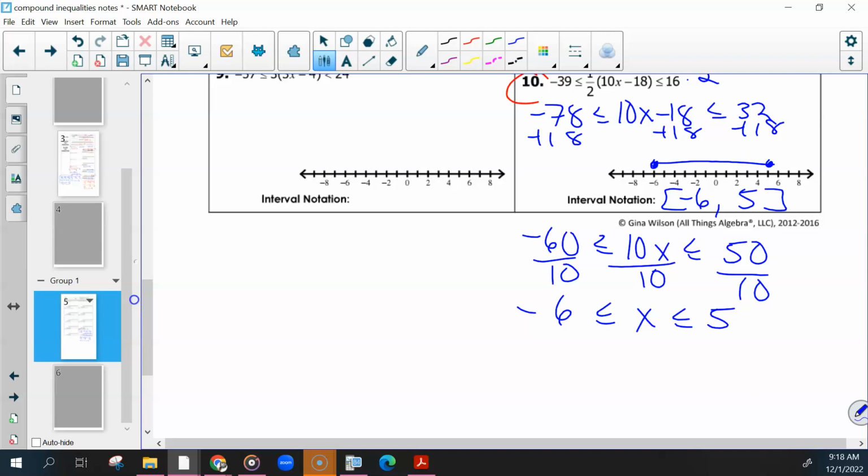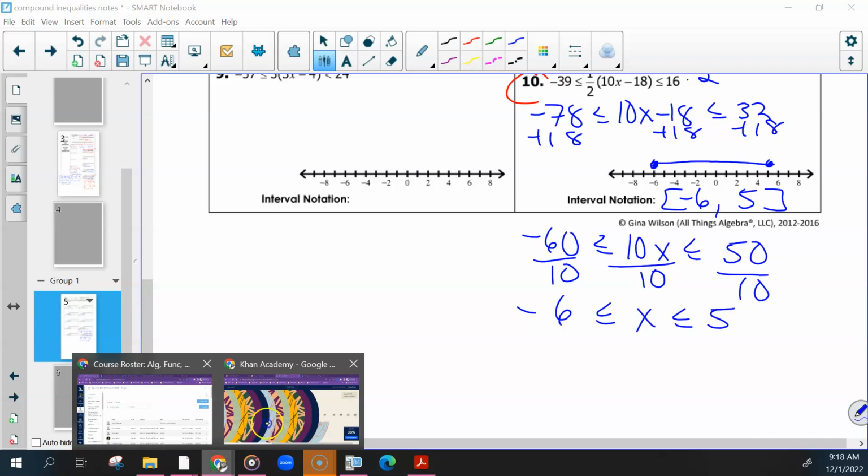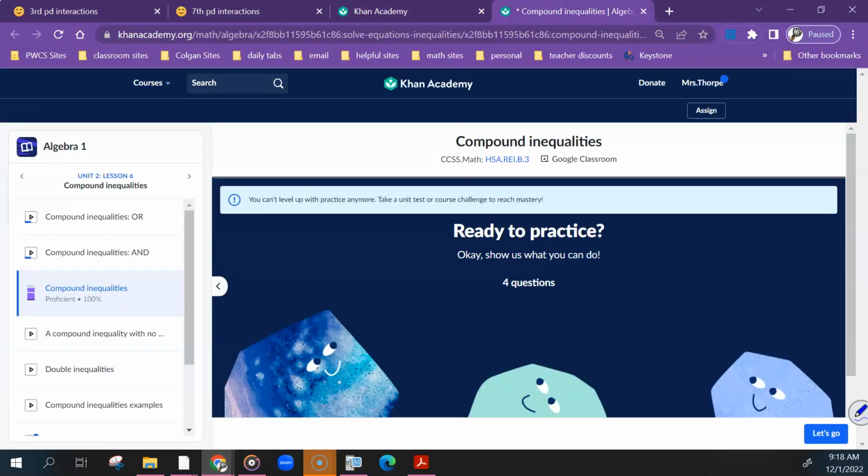Questions on that one? On the back of your notes, where you have blank space, write down these examples as I do them.